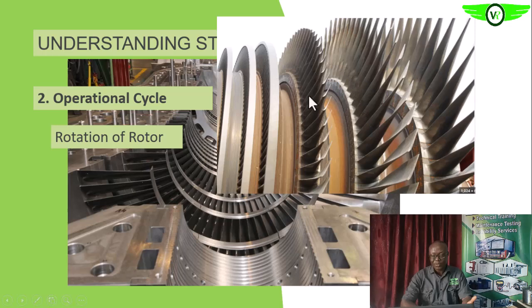So this is the rotor. Okay, if you look at this rotor carefully, you see that the earlier stages of the rotor blades are smaller compared to the later stages of the blades. So the question is, why are they designed like this?